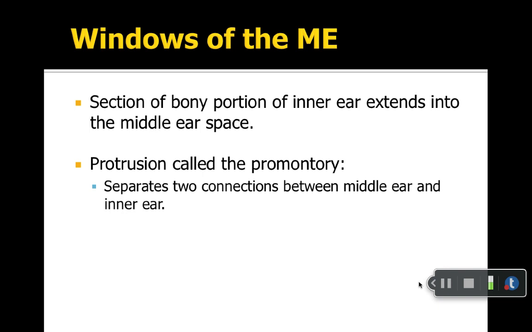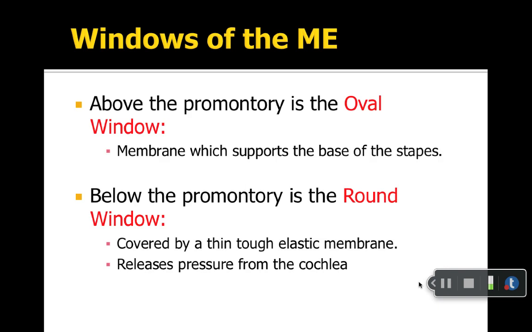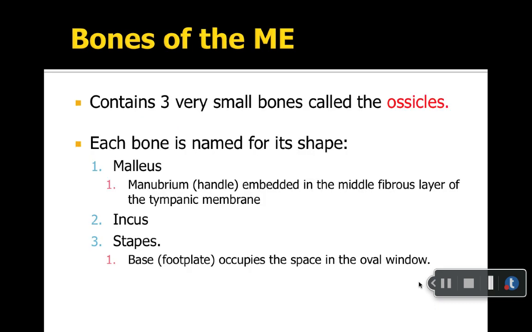So you have 2 windows in your middle ear, and then there's a bony portion of the inner ear that extends into the middle ear, and that's called the promontory. And that separates the connection between the middle ear and the inner ear. Now the top window is called the oval window, and that's the window that the stapes footplate, the last bone of the middle ear, sits in, and the bottom window is the round window, and that has a thin elastic membrane that releases pressure from the cochlea.